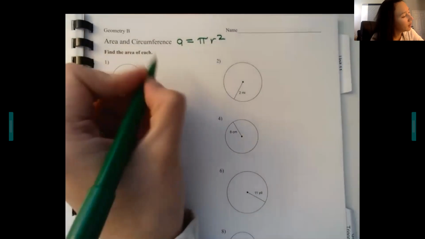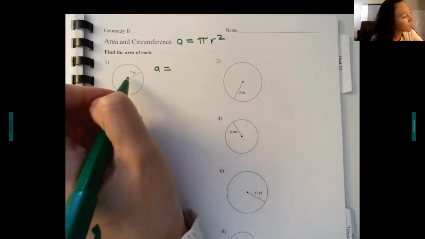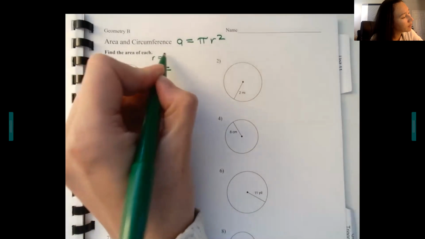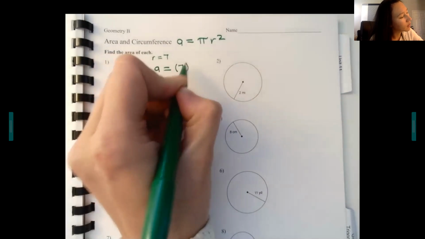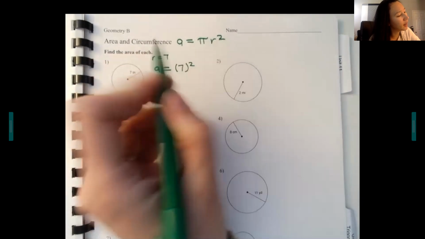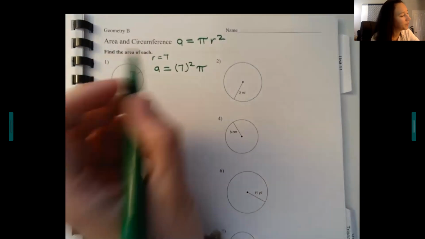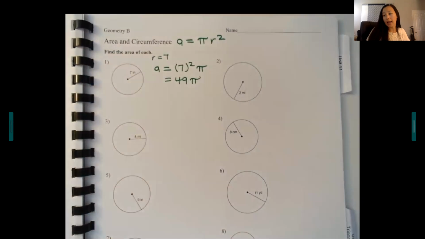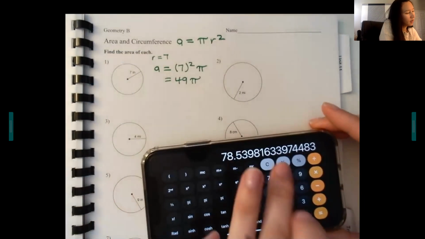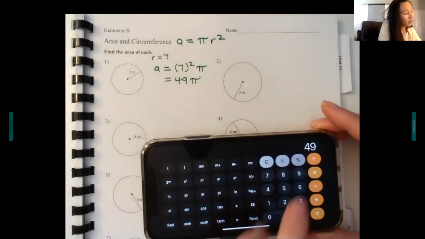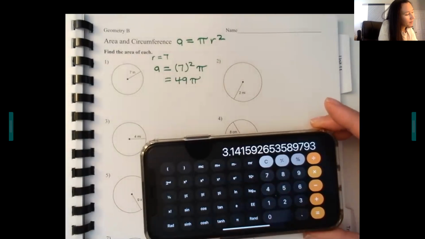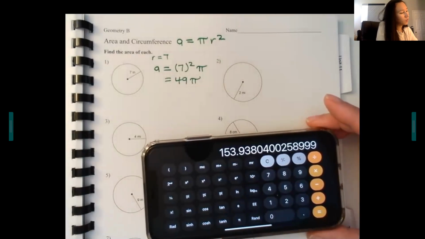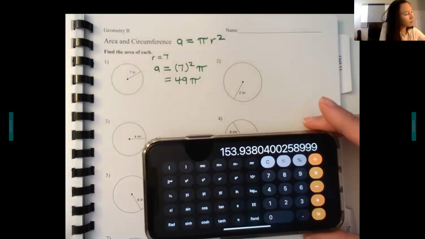So for number 1, area equals, we'll do the radius squared. So r equals 7. So this would be 7 squared. That's our r squared, and then we multiply that by pi. So 7 times 7 is 49 pi, and then we'll do it on our calculator. And so we do 49 times pi equals 153.94.